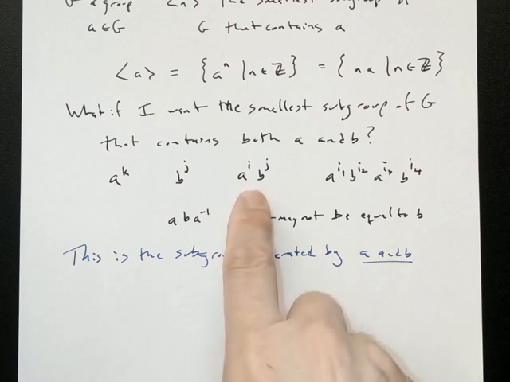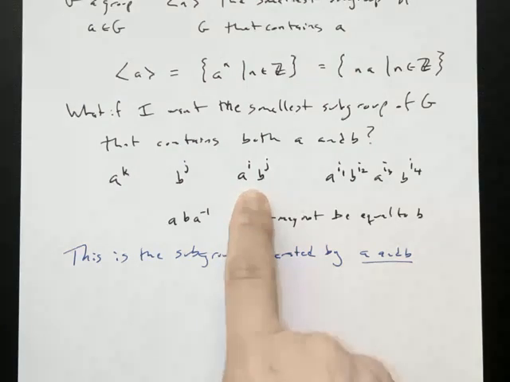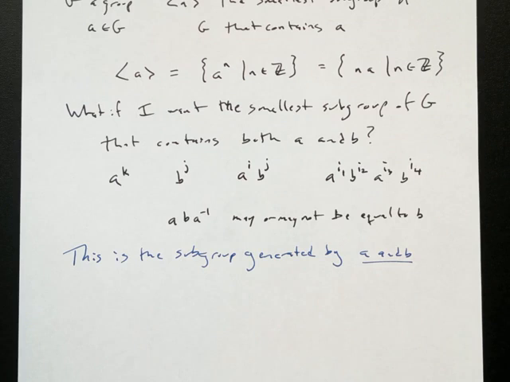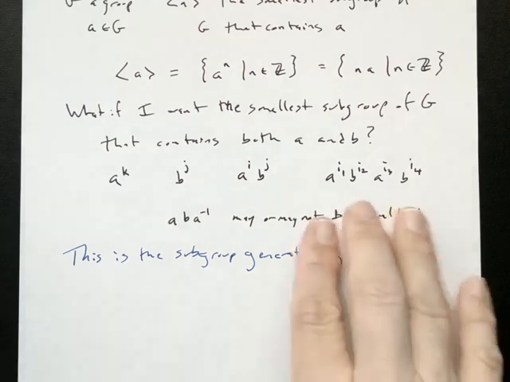What would be the inverse of this thing? B to the negative J and A to the negative I, in that order, because you'd want the B parts to be next to each other, and then they go away, and then the A parts are next to each other. So that's correct. And the same thing here.